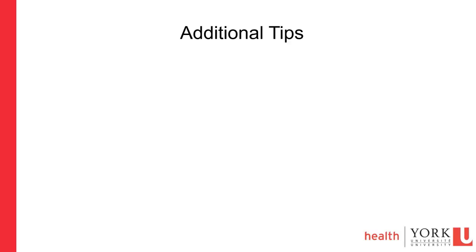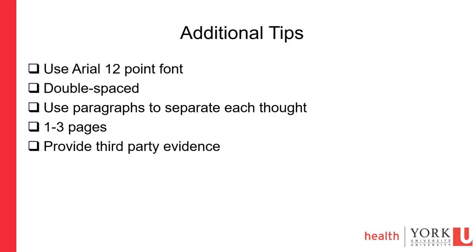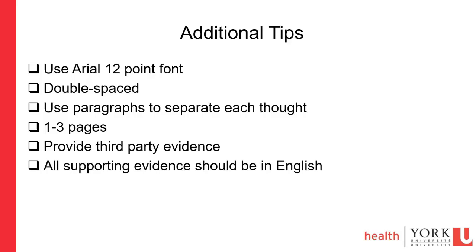Additional writing tips include: use Arial 12-point font and make sure your letter is double-spaced. Use paragraphs to separate each thought. Petition letters should be between 1 to 3 pages in length. It is in your best interest to provide third-party evidence supporting circumstances outlined in your petition letter, and all supporting evidence should be in English.